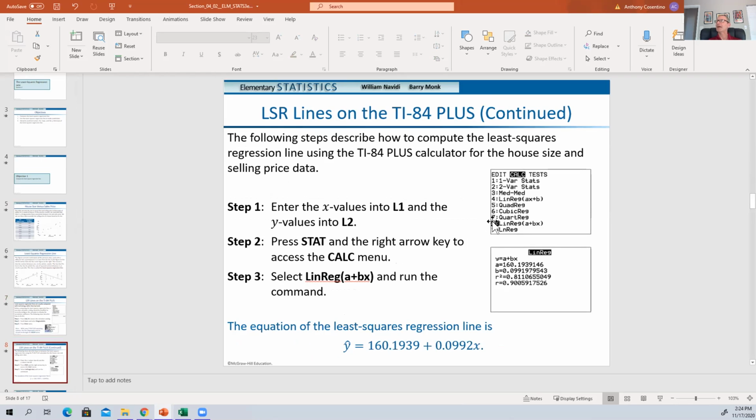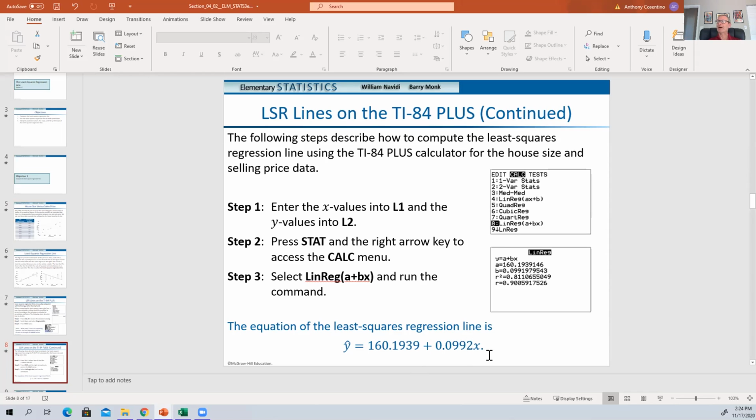And then number 8 is this linear regression. And you can see it even has the a plus bx. So once you enter that all into your calculator, out comes the a and the b value. And you can see the a value is 160 and some change, and the b value, the slope, is just about 0.1, right? 0.0992. So again, a positive slope.